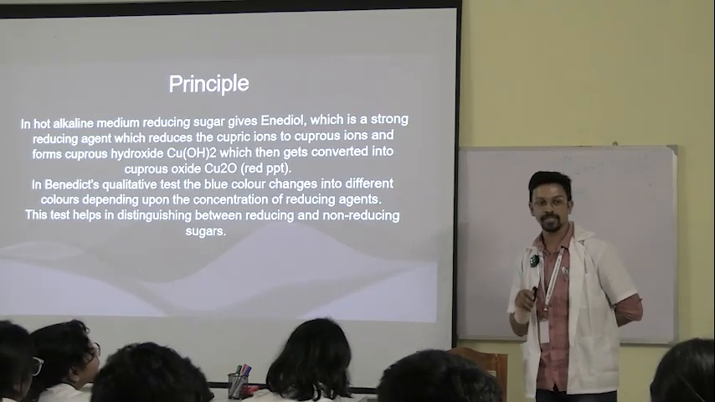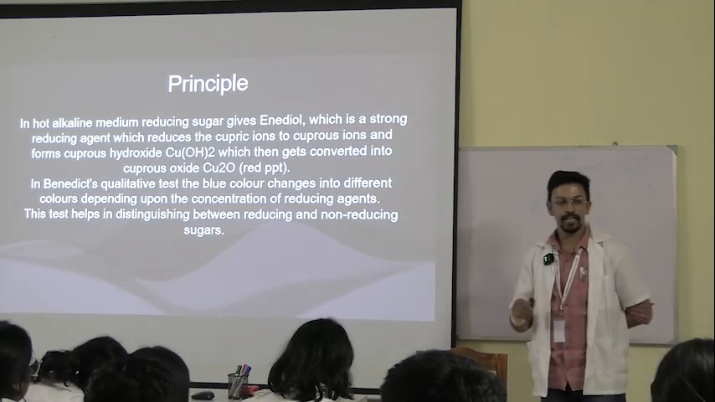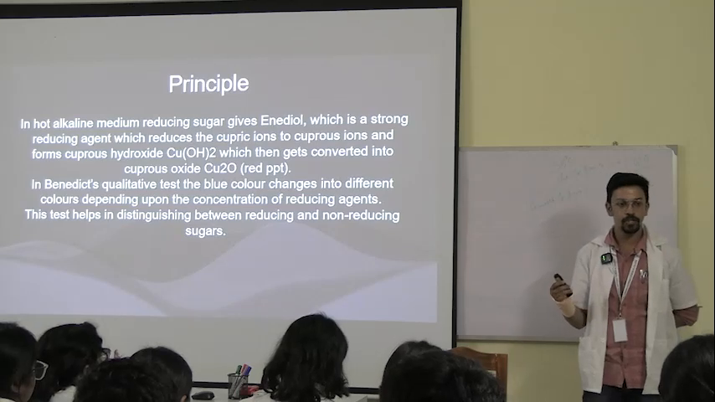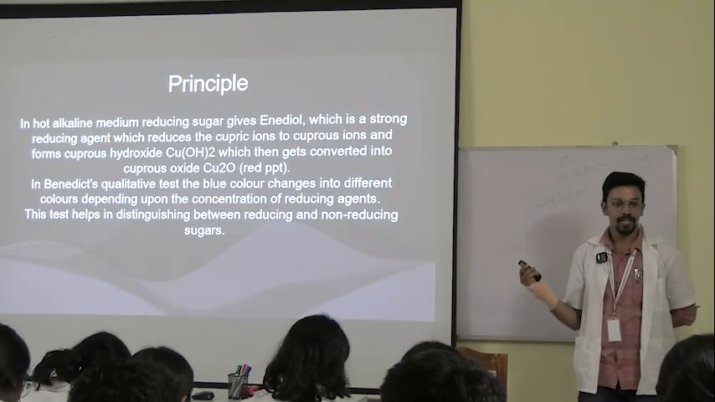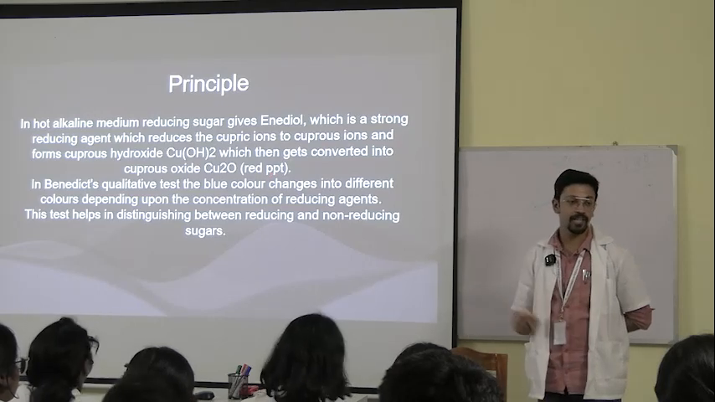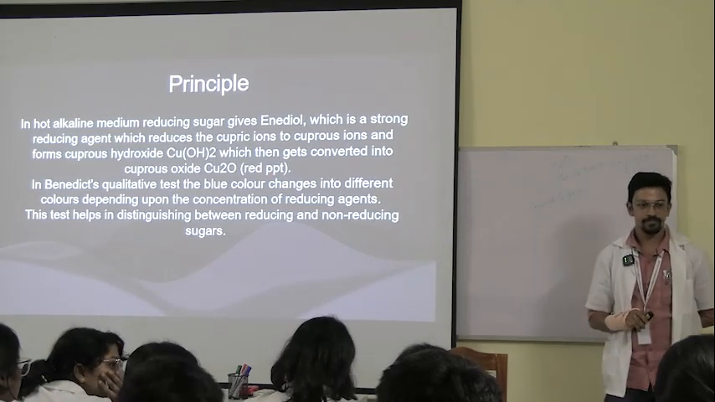Now the cupric ions get converted into cuprous ion. Fine? The cuprous ion reacts with the water, forms cuprous hydroxide. Later on, ultimately it gets converted into cuprous oxide. And this cuprous oxide is the byproduct that is giving the red color precipitate. Fine? Are people understanding? Okay.